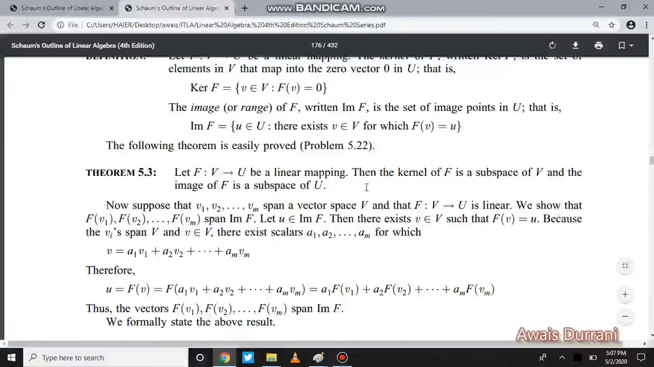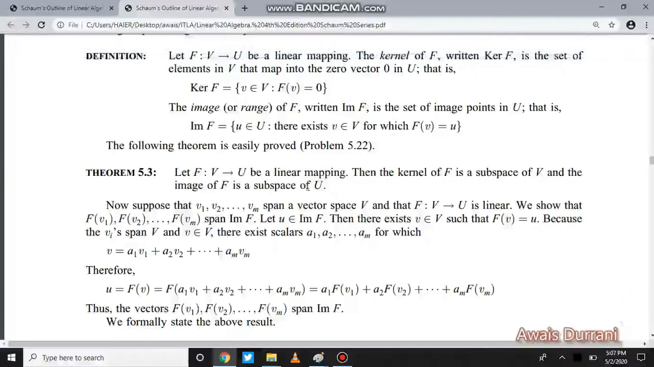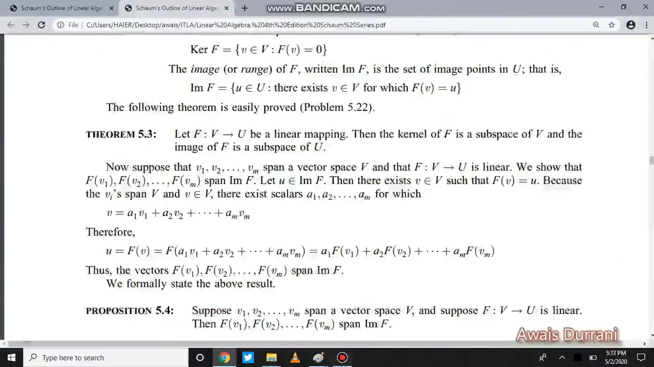They want us to prove this. They want two proofs from us: that the kernel of F is a subspace of V and the image of F is a subspace of U. So the first part of the theorem asks us to prove that the kernel of F is a subspace of V. This is very simple, a 3 to 4 step proof, and you should do it by yourself. This is your exercise. I have written this in the file of exercises for today.